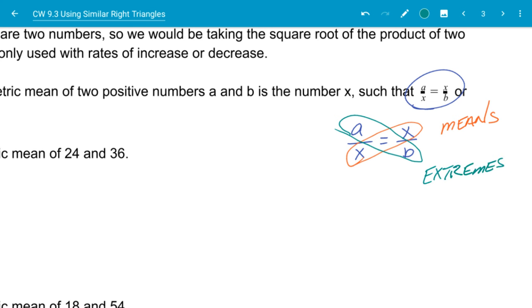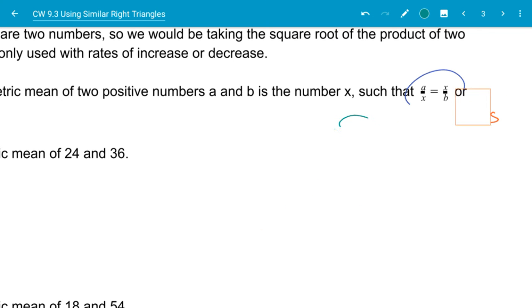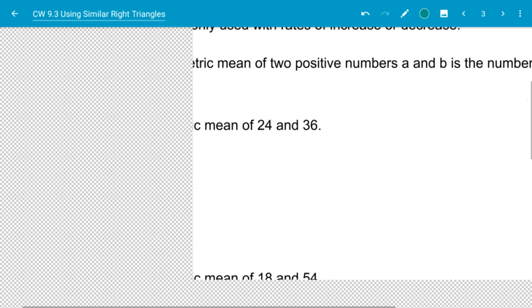I kind of think about that in the way that the A and the B, they're the first and the last. So they're on the edges or the extremes. And the X and X are in the middle. Those two are in the middle, so they're called the means. But when I multiply this together, I'm going to get A times B, which is equal to X squared, which is exactly the definition of geometric means.